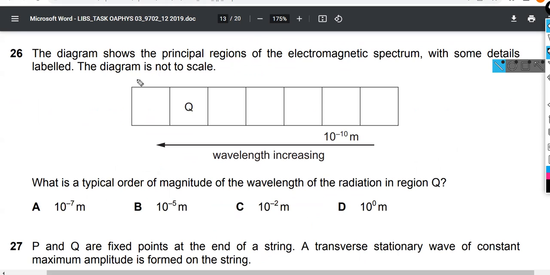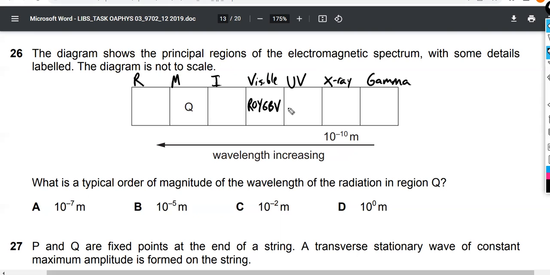The mnemonic device, Rowdy Martians Invade Venus Using X-ray Guns, is helpful to remember what the names of these principal radiations are. So we've got, from shortest wavelength and increasing the wavelength from right to left, gamma, X-rays, ultraviolet, visible, which we remember as ROY G. BIV, right? The different colors of light from the longest wavelength light, red, to the shortest wavelength light, purple. So even longer than red would be infrared. Microwave is the region that we're concerned with, region Q here.